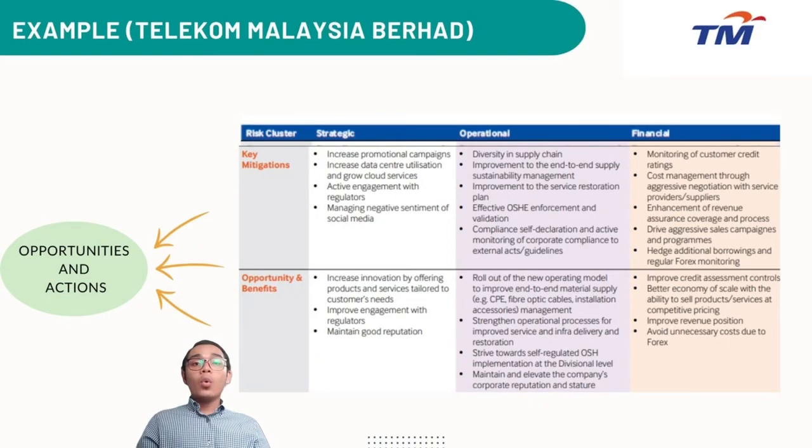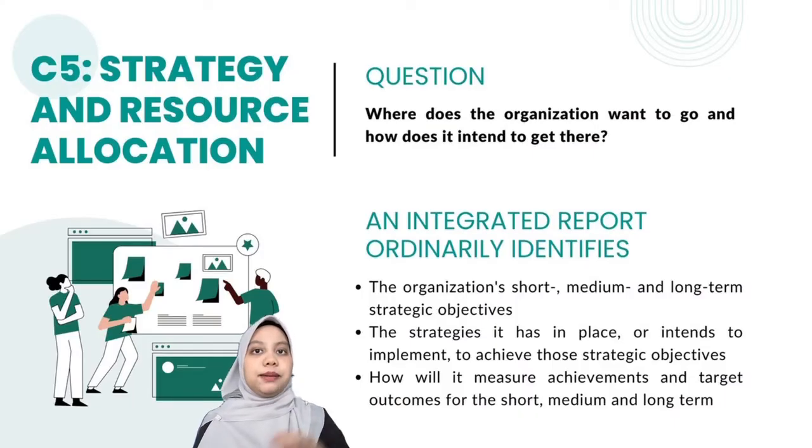This slide will show you about the company take the opportunities and actions in the table. Content element number 5, strategy and resource allocation. An integrated report should answer the question, where does the organization want to go and how does it intend to get there? An integrated report ordinarily identifies the organization's short, medium, and long-term strategy objectives, the strategies it has in place or intends to implement to achieve those strategic objectives.